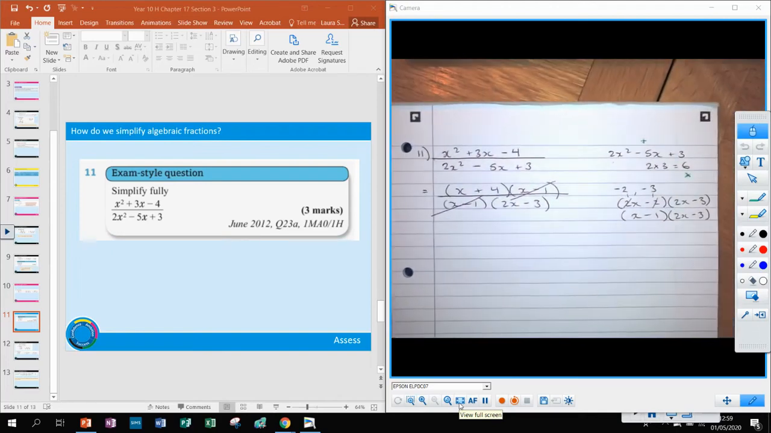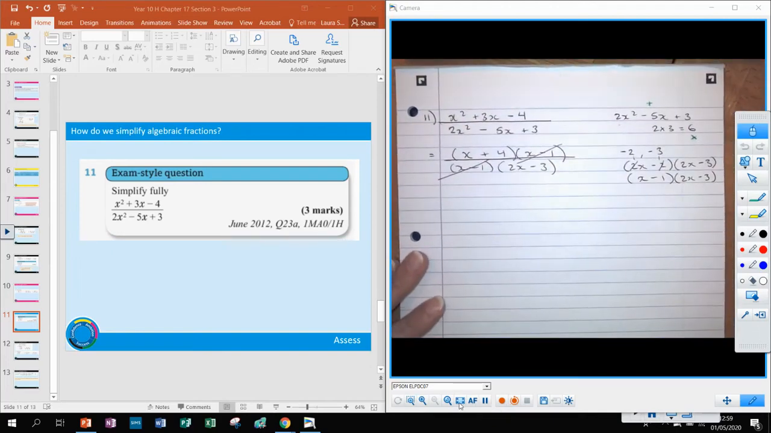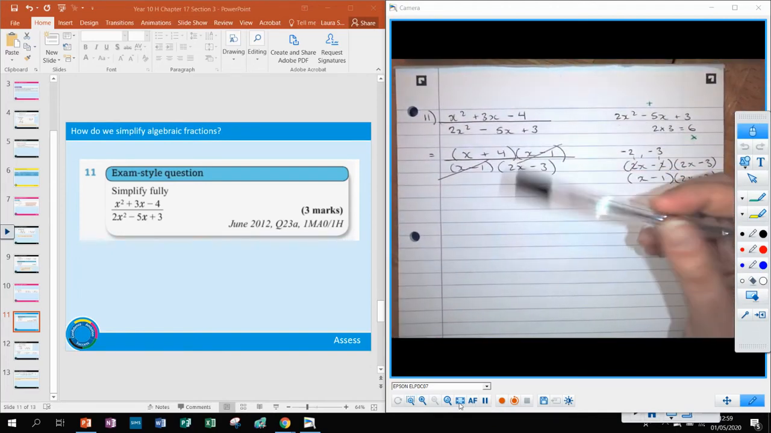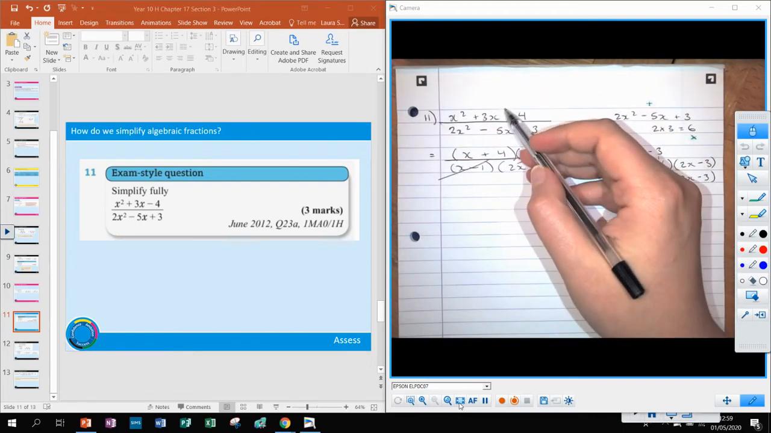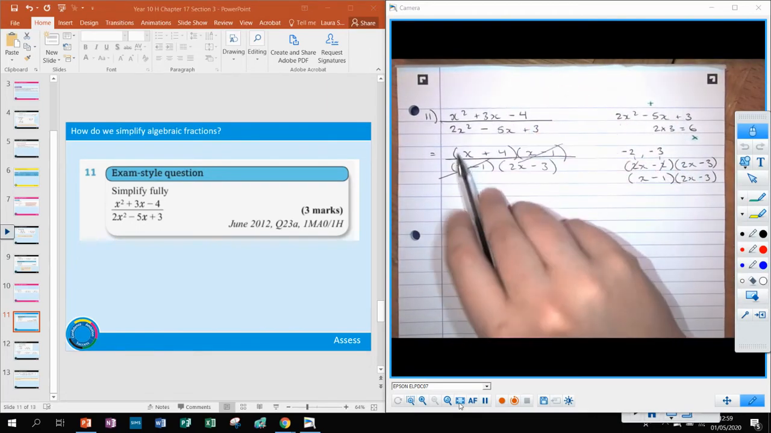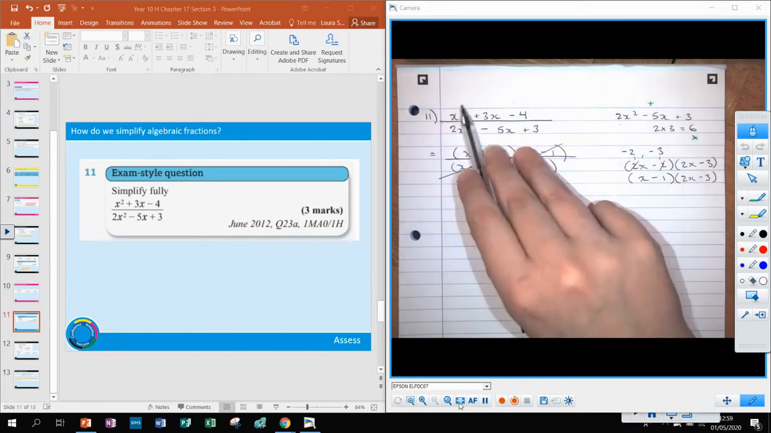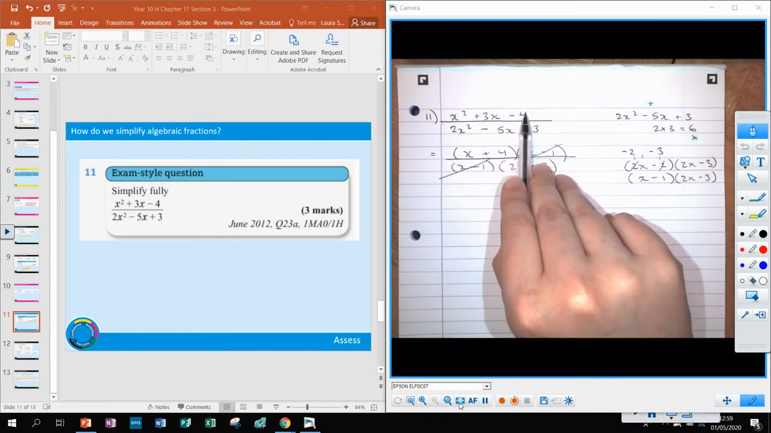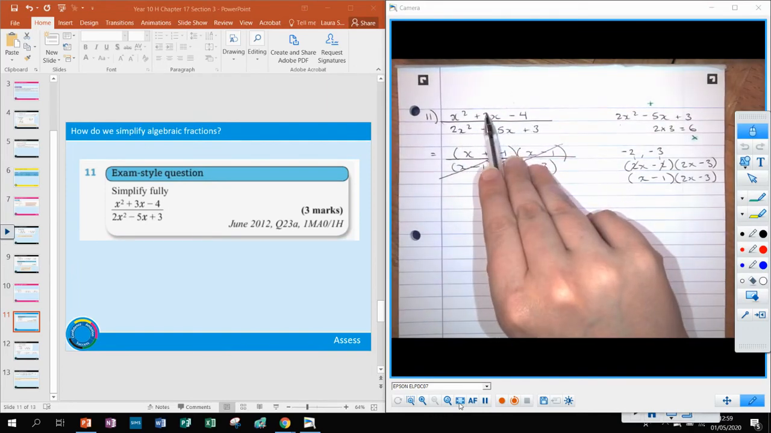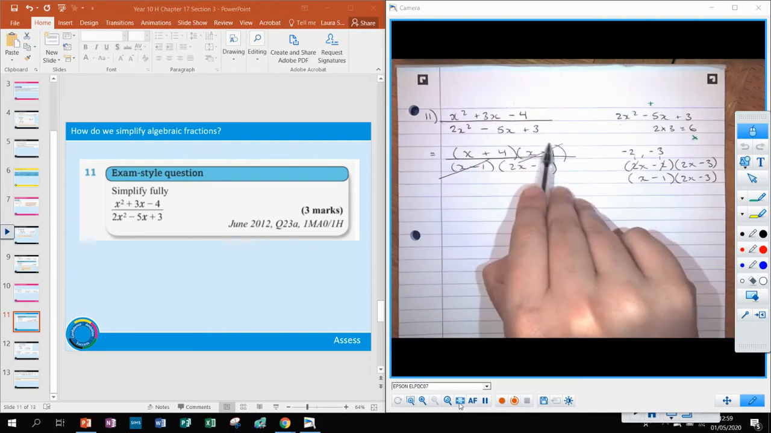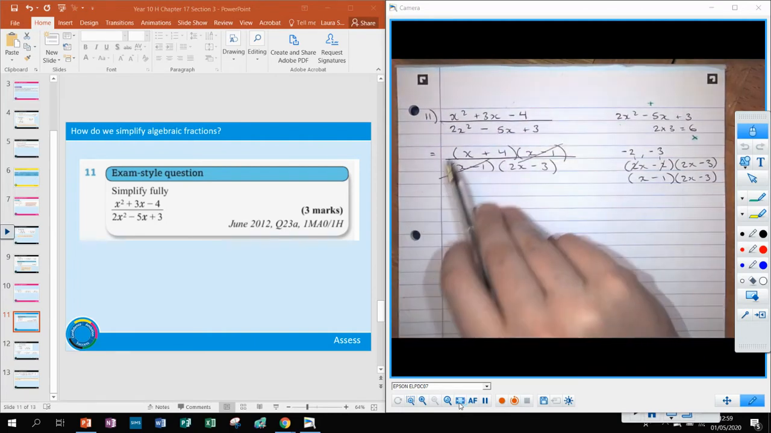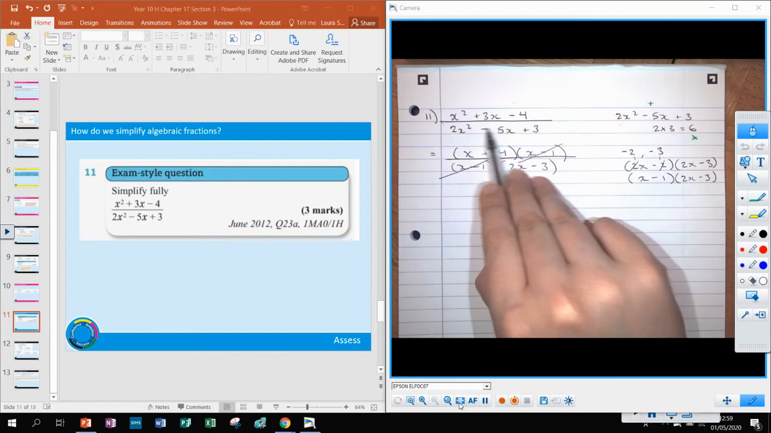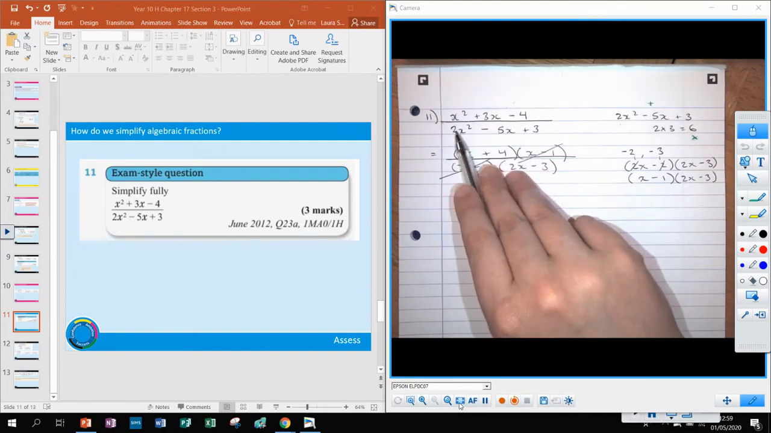Lovely. All right, so for question 11, you got 1 mark for successfully factorizing the quadratic in the numerator. In the first instance, we needed to look for 2 numbers that multiplied to -4 and added to 3. Okay, that would have been a 4 and a -1, so those were my brackets.